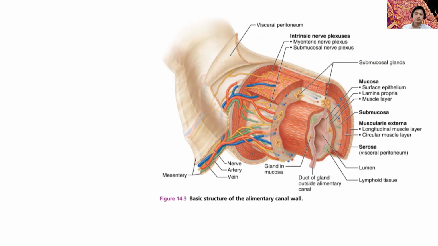So you have 4 layers. From outside to inside, you have the peritoneum, muscle, submucosa, and mucosa. The muscle layer is further composed of the outer longitudinal and the inner circular muscle layer. So that would be the 4 layers of the alimentary canal. From esophagus to stomach to small intestine to large intestine, you will see these 4 layers.